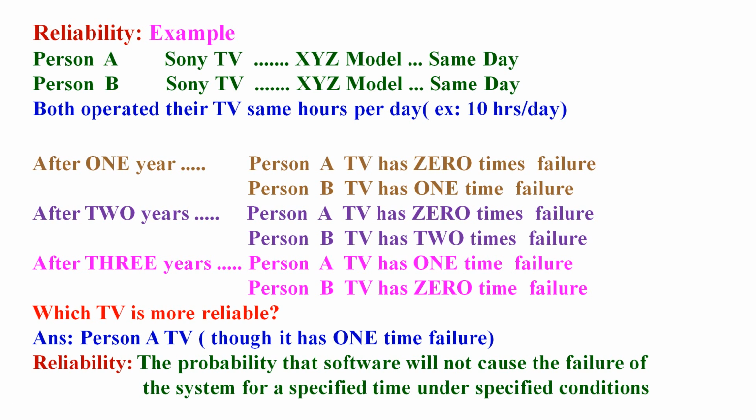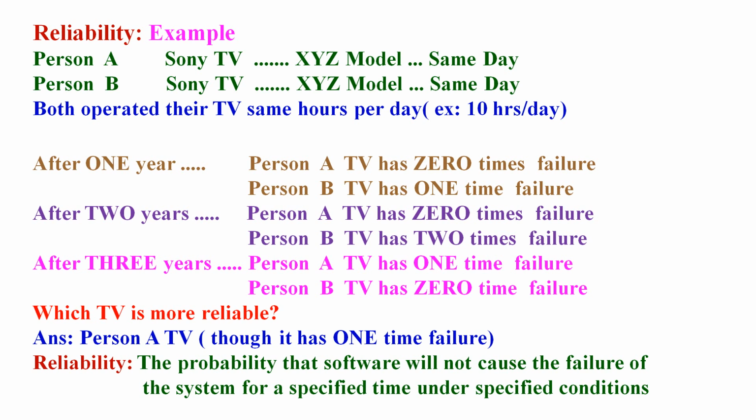So for the entire 3 years, for a specified period of time, person A TV has a 1 time failure, person B TV has 3 times failure. Which is more reliable? Person A TV is more reliable. Yes or no? Now, here the very interesting factor is to explain the reliability versus fault.